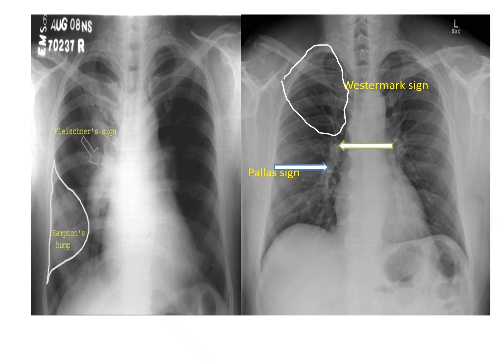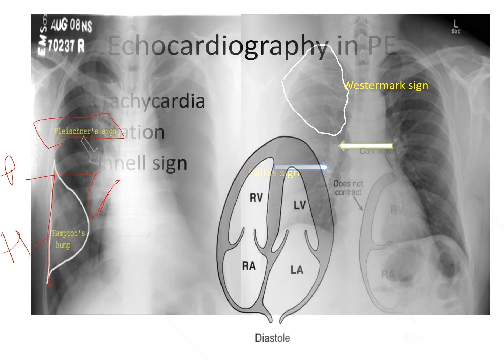So this is the Fleischner sign, which is the enlargement of the central pulmonary artery, and this is the descending artery, right descending pulmonary artery enlargement. So this is called the Palla sign, and this is the triangular or dome shaped opacity in the right lower zone. So this is the Hampton hump sign, and the lucency in the lung field due to the oligemia is Westermark sign. So these are the signs of pulmonary embolism in chest X-ray.